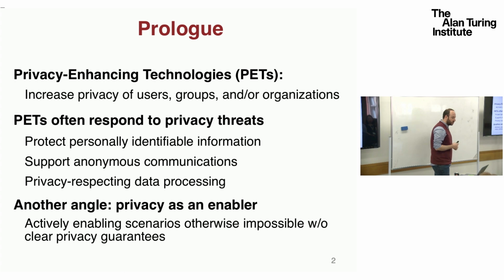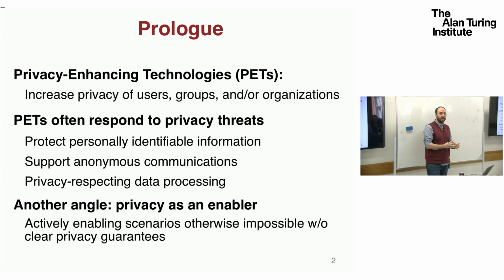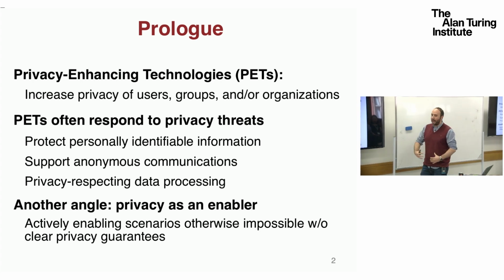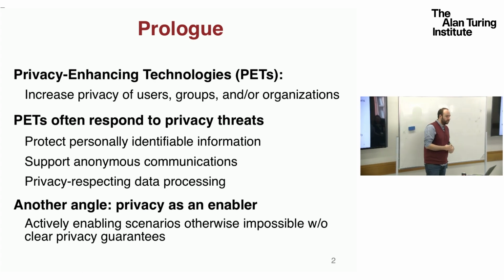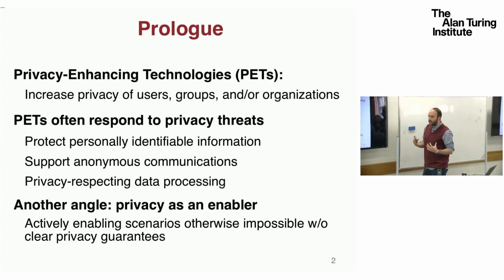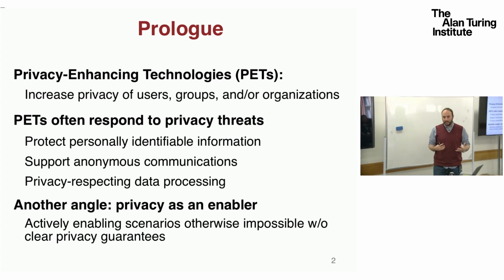But I also want to throw out the idea that privacy can actually be seen as an enabler. So not just an afterthought, something that you use to patch and address some privacy threats, but you actually use privacy-enhancing technologies to enable computational scenarios and applications that would not be possible without strong privacy and security guarantees, right? And we'll come back to this throughout the tutorial today.